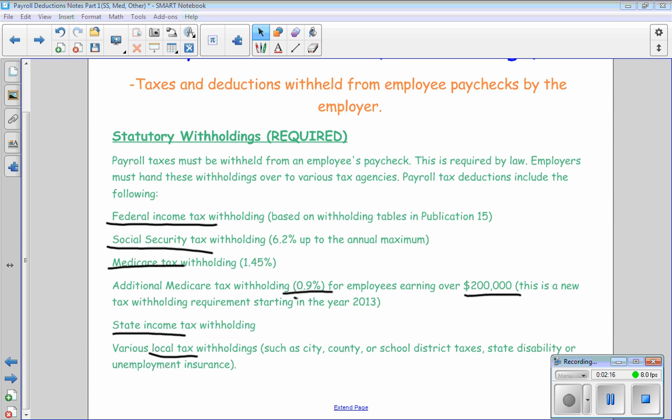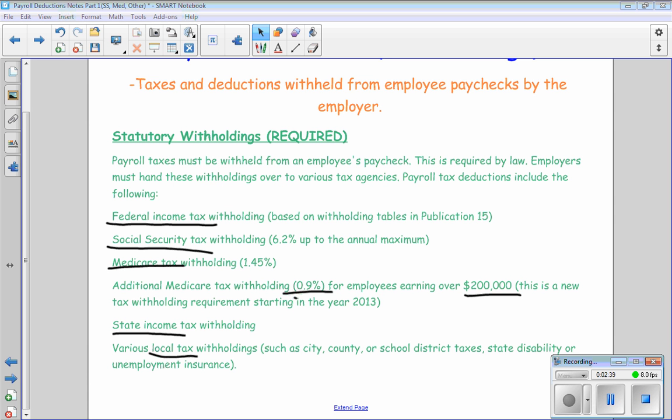Federal tax we're going to talk about tomorrow, how to find it. Social Security is 6.2% up to the annual max amount, and we'll talk about that in a minute. Medicare tax is always 1.45% of your gross earnings. State income tax withholding varies by state. We're going to learn how to find Ohio's tomorrow.